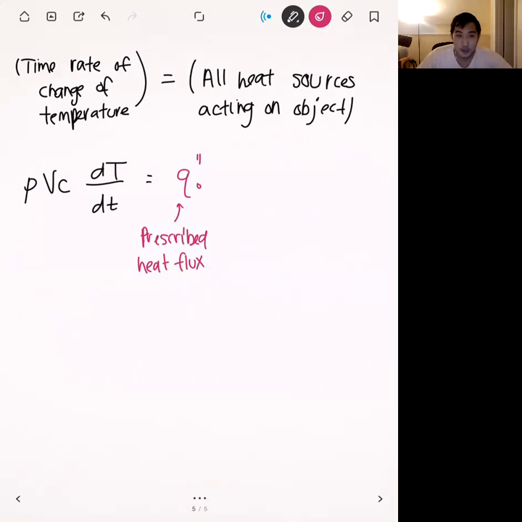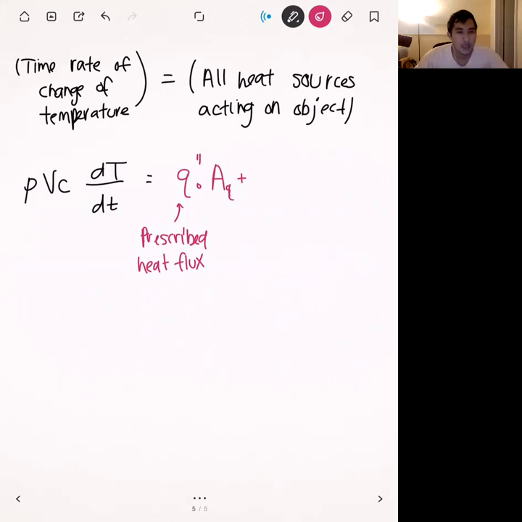And then we want to convert this to a heat transfer rate, so we don't want to keep it in flux format. In order to compute a heat transfer rate from heat flux, all I have to do is multiply it by an area. For now, I'll call this area AQ. You can think of AQ as the area on which this flux is acting.